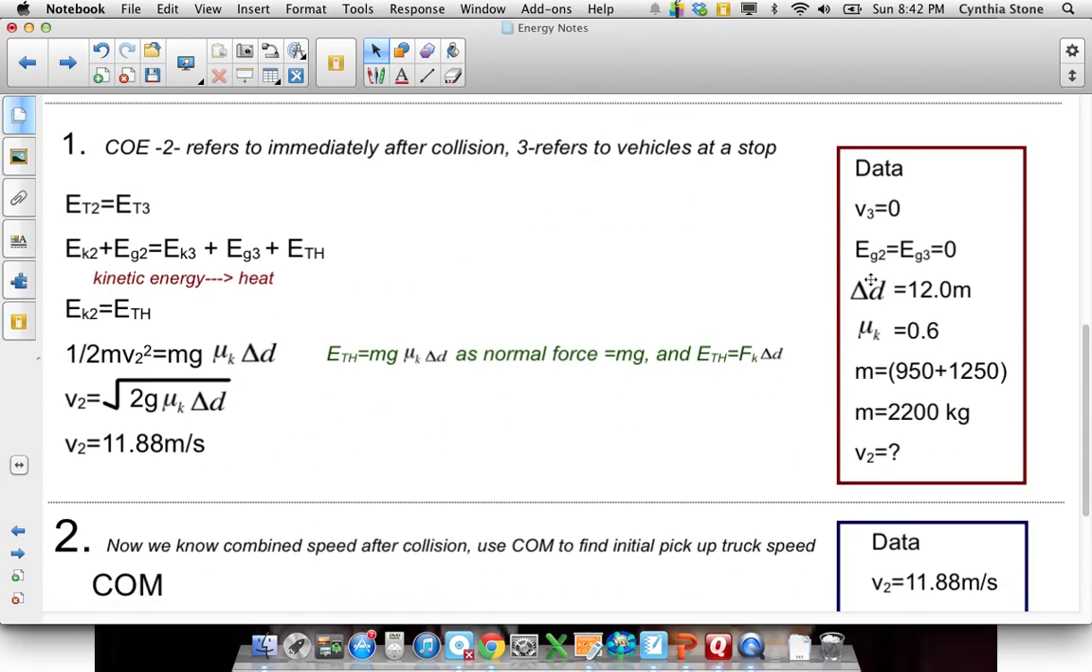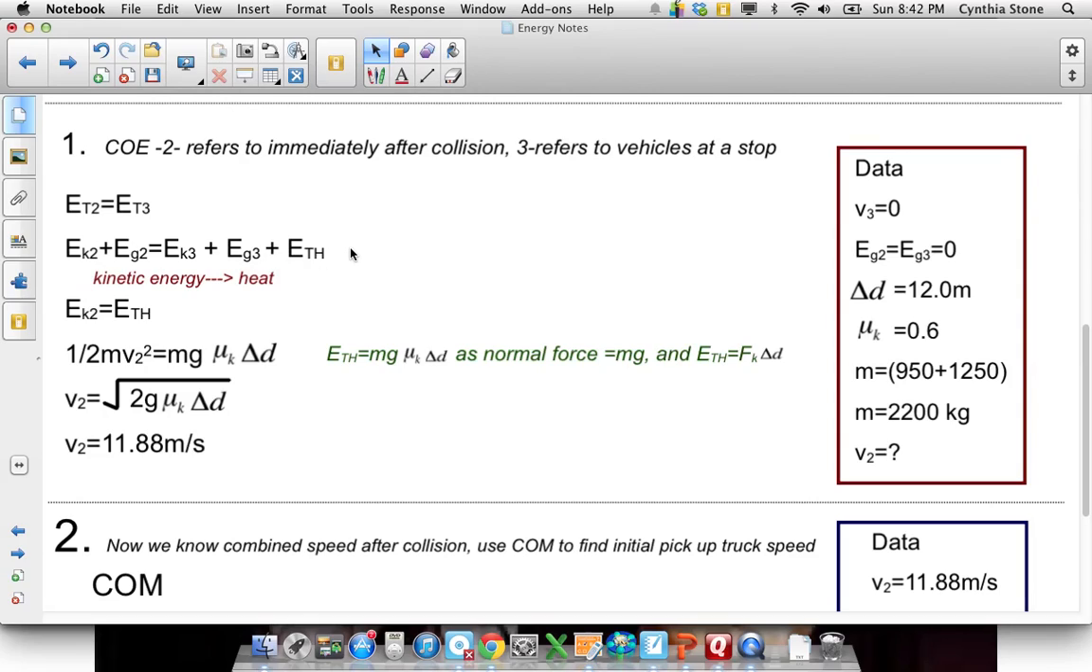So the data that I know is their combined speed after is zero. No gravitational, no height difference, nothing at all. The delta d, which is the distance that they're sliding for, is 12 meters, and we know the combined coefficient of friction. We know their combined mass is 2,200 kilograms, so that's the mass of the whole system, right? And then let's look at the conservation of energy. The total energy at 2 equals 3, after the collision equals when they stopped.